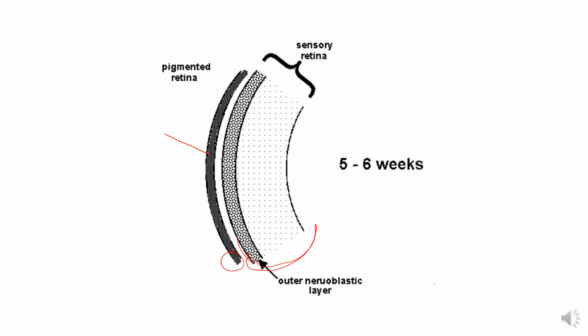At the end of the 6th week, this layer begins to produce neuroblasts, which form two cellular layers, an inner neuroblastic layer and an outer neuroblastic layer. So this is the inner neuroblastic layer and then the outer neuroblastic layer.